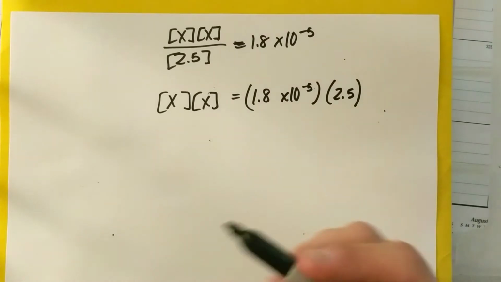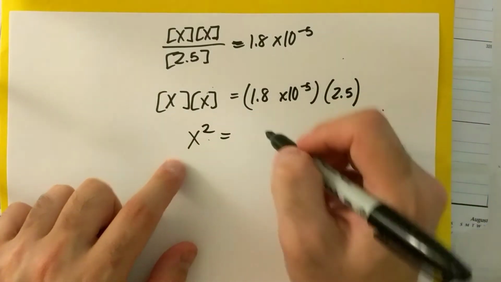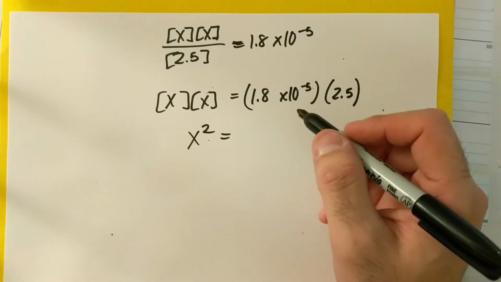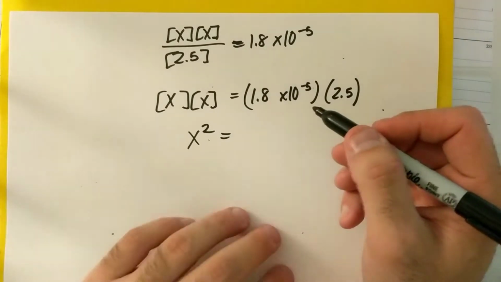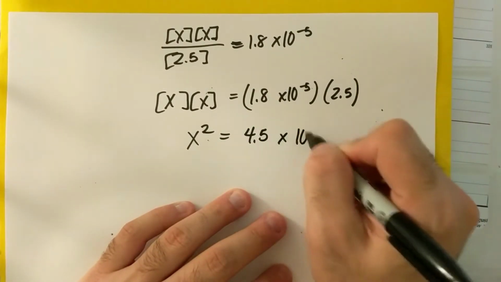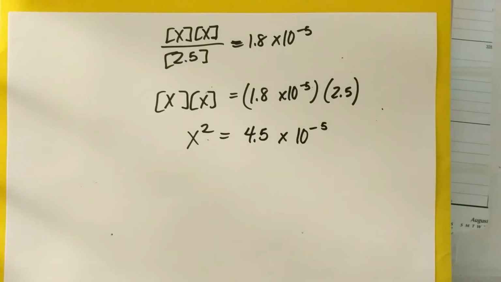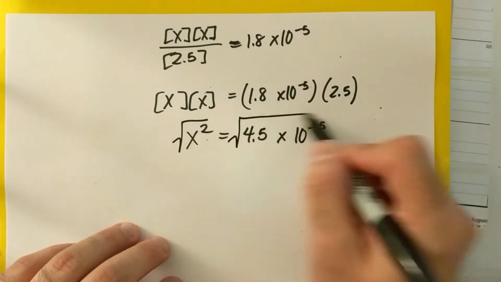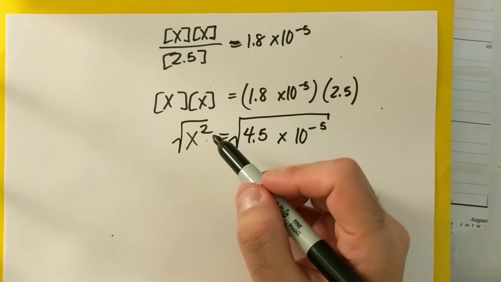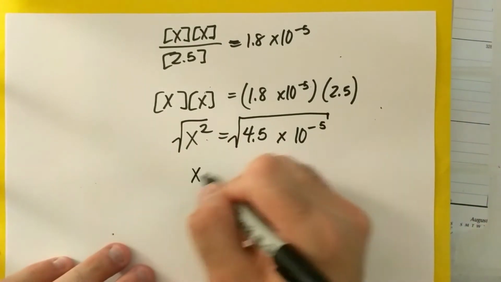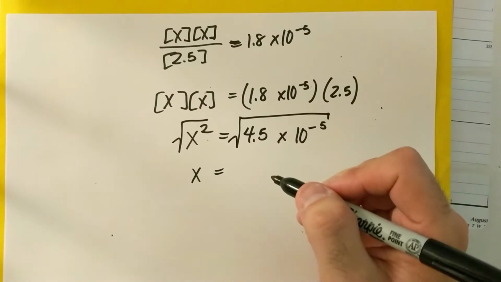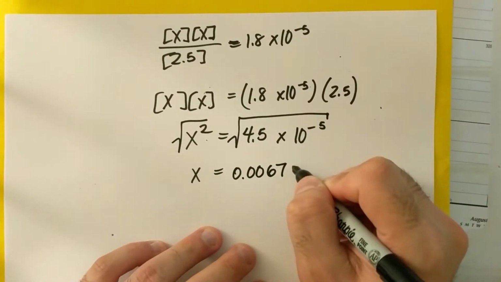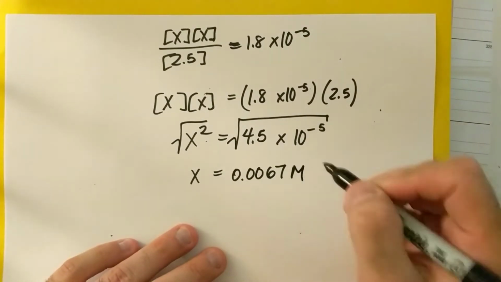I'm just doing algebra now. X times X is X squared equals, if I do 1.8 times 10 raised to the minus fifth times 2.5, I get 4.5 times 10 to the minus fifth. Okay? And now, to solve for X, I just take the square root of both sides. The inverse function of X squared is X. That's how I isolate X. And so X is going to be equal to 0.0067, and I'm going to leave it at that. And this is my concentration.